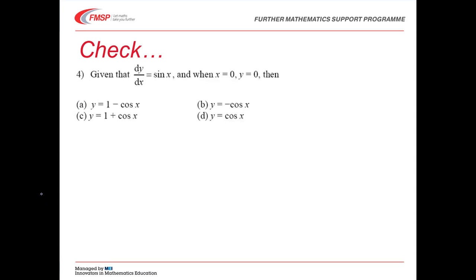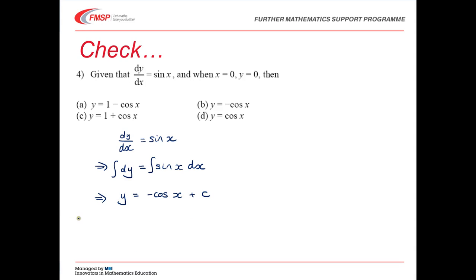OK, here's another one. Pause the video and try this one. Right, let's look at the solution. dy by dx equals sine x. Separate out your variables, so sine x dx. Put in the integral signs. And now do the integration. Integration of 1 dy is y. The integral of sine x is minus cos x plus constant.